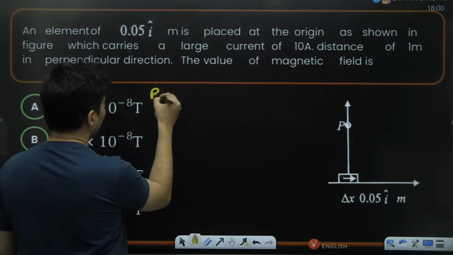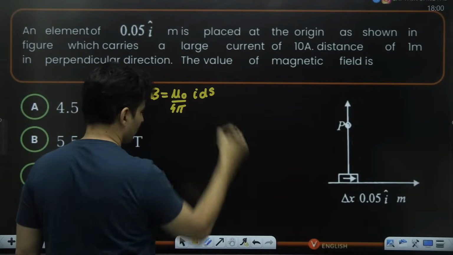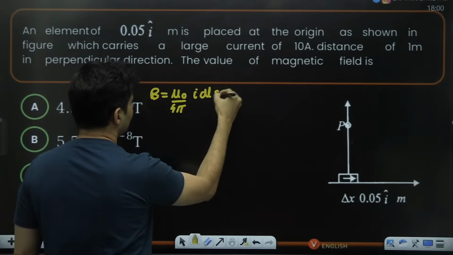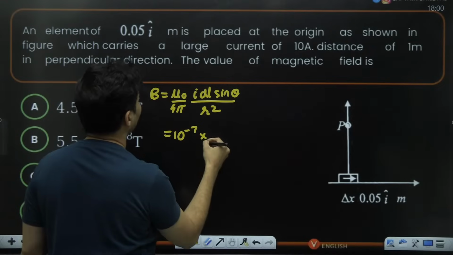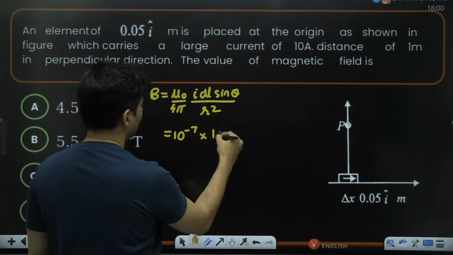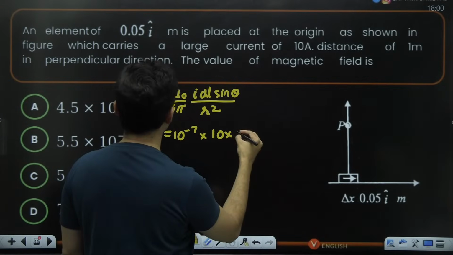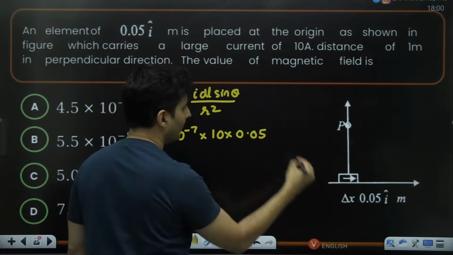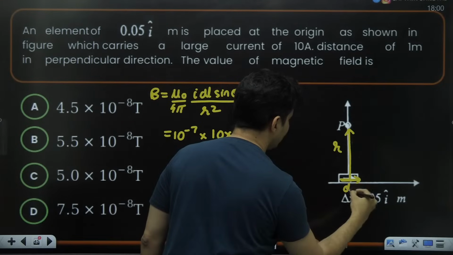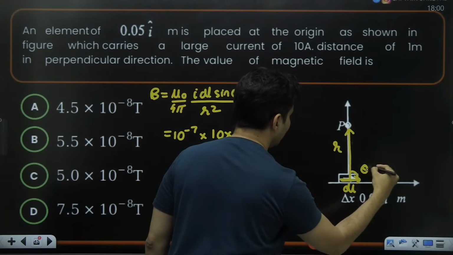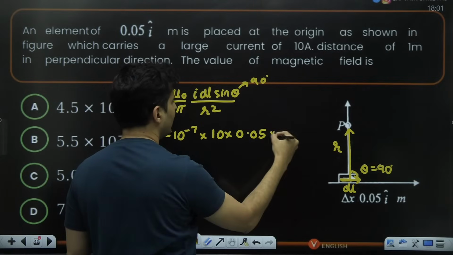Magnetic field is mu naught by 4 pi I dl sine theta divided by r square, 10 to the power minus 7. Current, how much is the current? 10 ampere. The length of this element is nothing but 0.05. This is basically r, this is basically dl, this is basically theta, which in this case is 90. So when theta is 90 degree, sine 90 is 1.